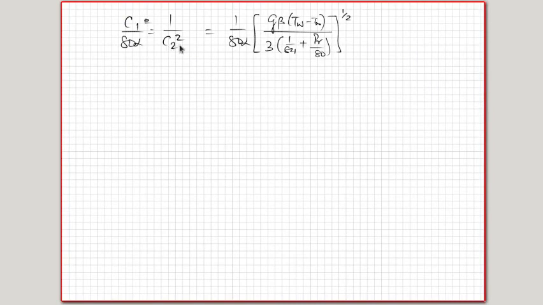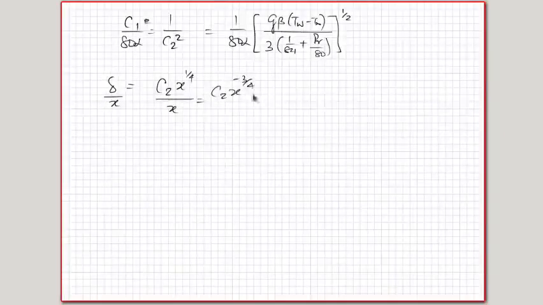So c2 into x to the power of 1 by 4. This is your delta. Okay. So this delta is c2 into x to the power of 1 by 4. So delta by x will be this by x. This will be c2 x to the power of minus 3 by 4. Okay. And that will be equal to, what will be there?